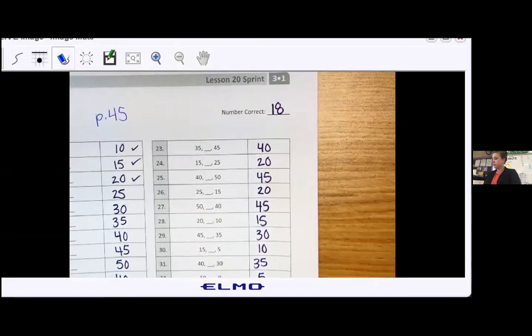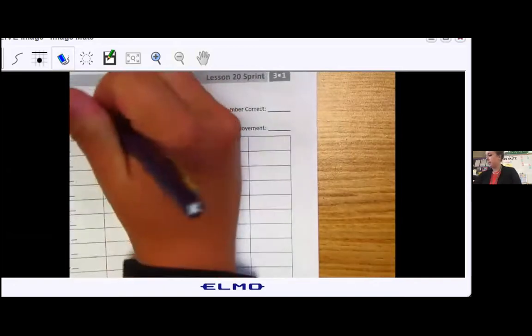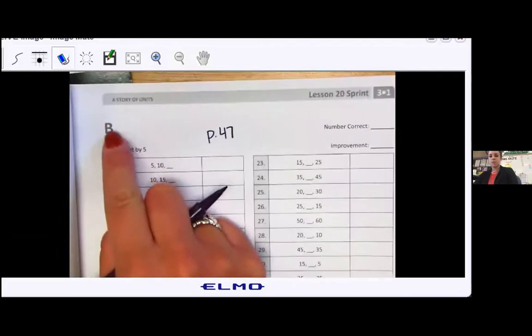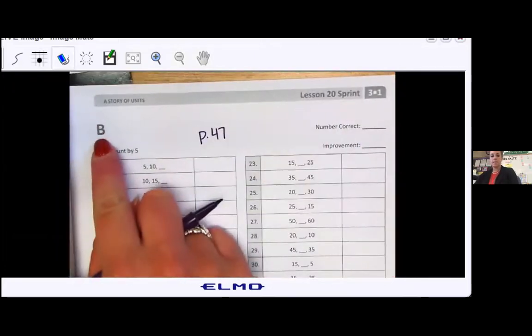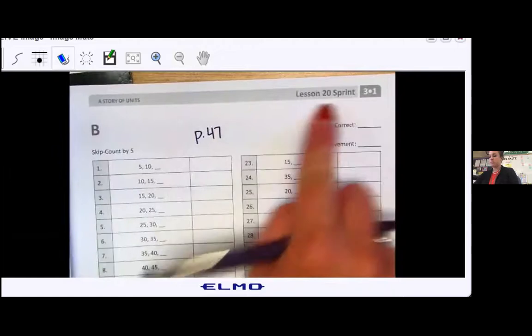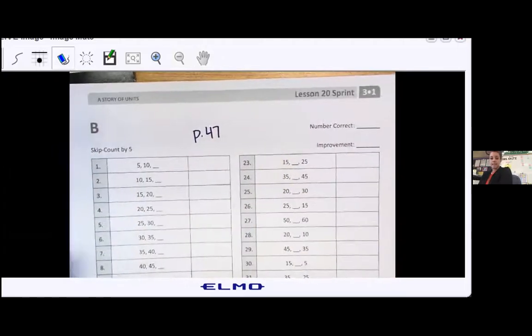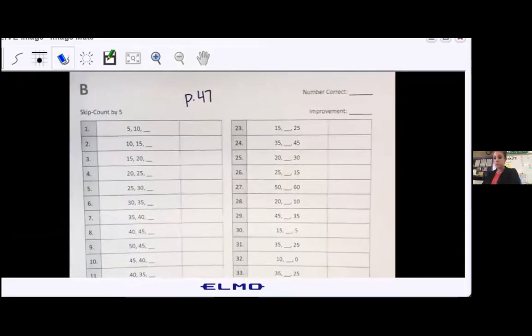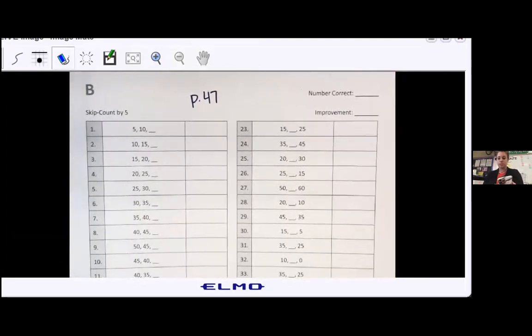But we're gonna start the second sprint right now. So turn to page 47, just the next page. You should see a B. We're doing lesson 20, sprint B, 3.1, sprint B. And it's the same type of thing. So think about the patterns you noticed in the first sprint and use those patterns to help you answer this sprint. All right, on your mark, get set, go.